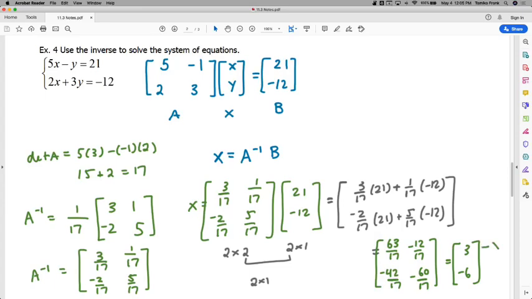So what does that correspond to? Well, X in the system is 3 and Y was -6. So the final answer, the solution to this system, is the ordered pair (3, -6). Final answer.